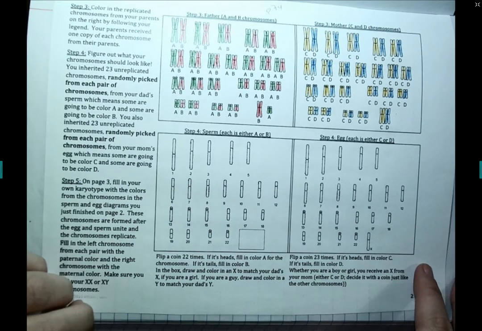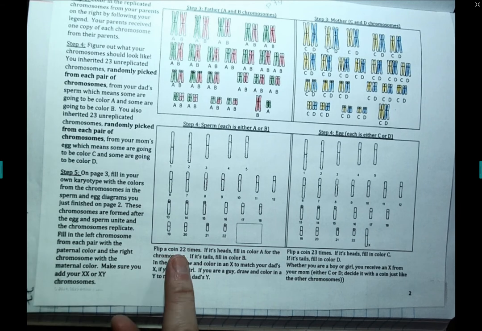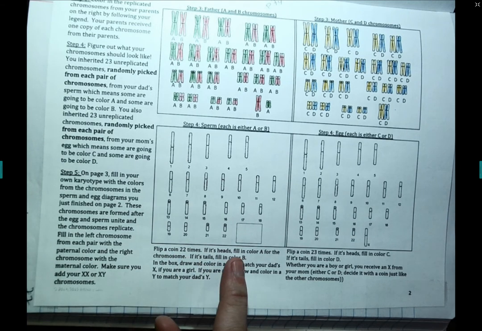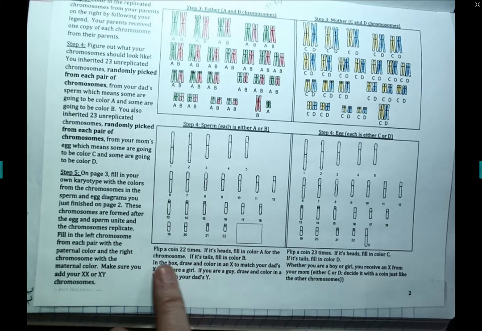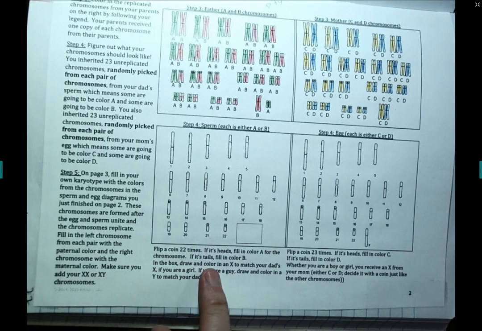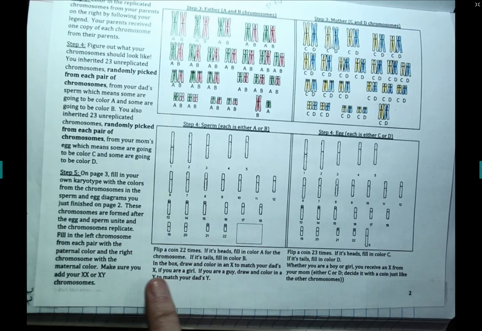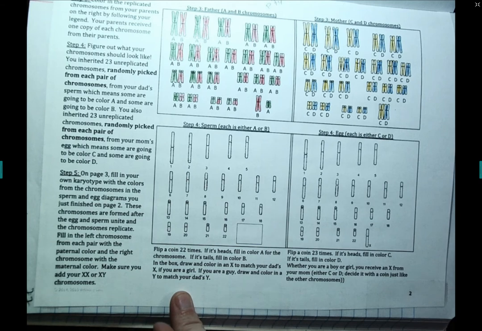So this is where our coin comes in. So we are going to flip a coin 22 times. If it's heads, we're going to fill in color A for that chromosome. If it's tails, we'll fill in color B. And then in the box, draw and color in an X to match your dad's X if you're a girl. If you're a guy, draw and color in the Y to match your dad's Y.